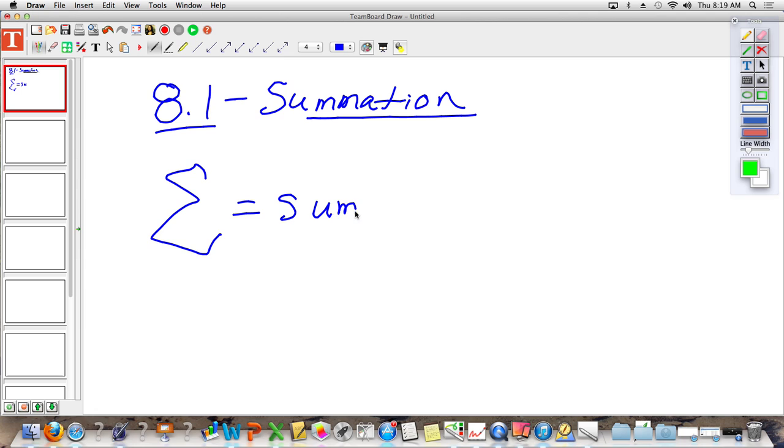Right here is the symbol for summation. It is a Greek symbol, and the Greek symbol is called sigma. This should be review from last year anyway. You guys remember that symbol, don't you? In fact, I think you had to use it in geometry in one of the sections too.